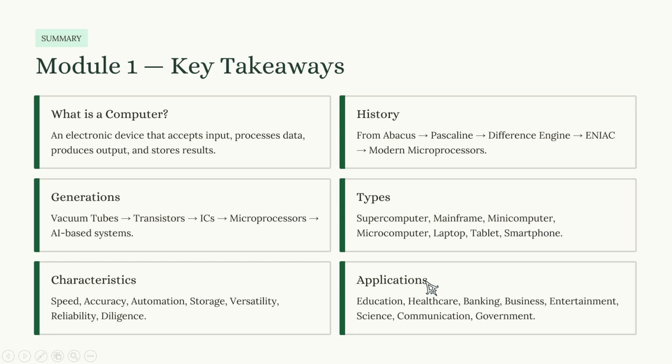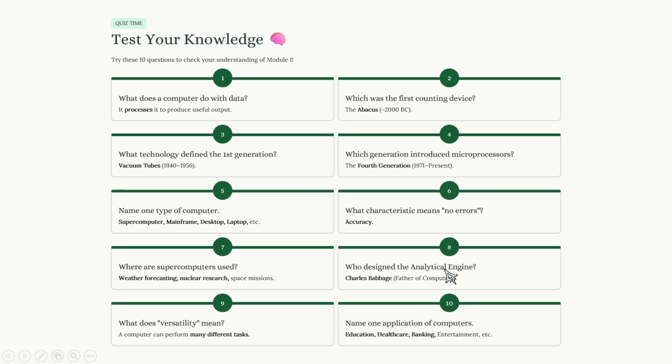Let's test your understanding. What is the main function of a computer? Which device is considered the earliest counting tool? Who is known as the father of computers? Which generation introduced microprocessors? Name any two characteristics of a computer. Name any one application of computers in daily life. Pause the video and try answering these questions before checking your answer.